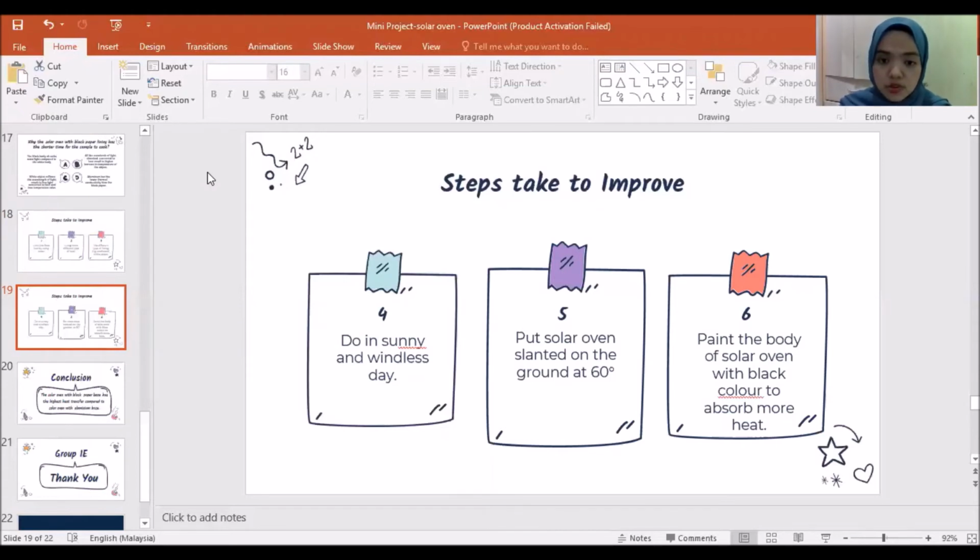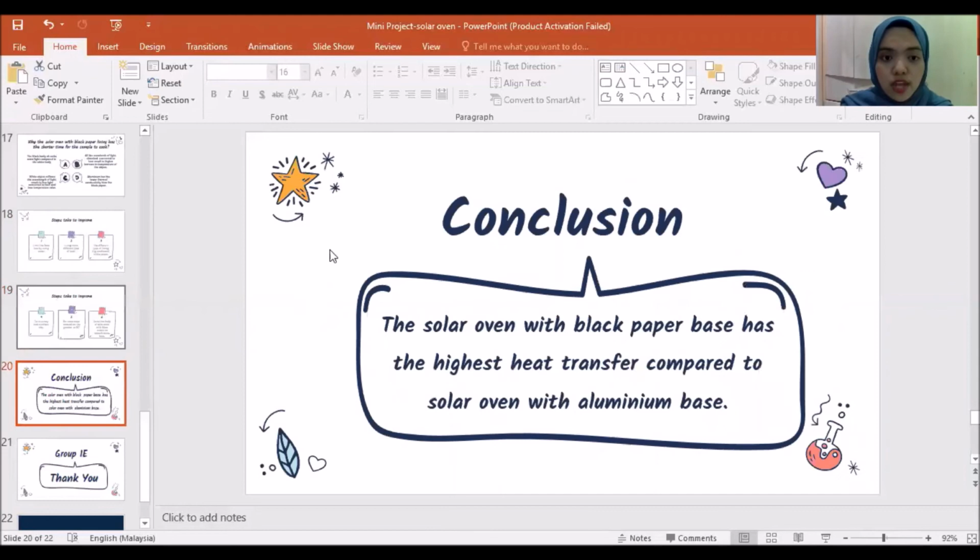After that, put the solar oven slanted on the ground at 60 degrees so that the sun will directly focus on the food. So the last step is to paint the body of the solar oven with black color to absorb more heat, since black color absorbs all the wavelengths of light and converts them into heat. So now we have come to the end of the presentation. The conclusion is the solar oven with the black pepper base has the highest heat transfer compared to the solar oven with the aluminium base. Thank you.